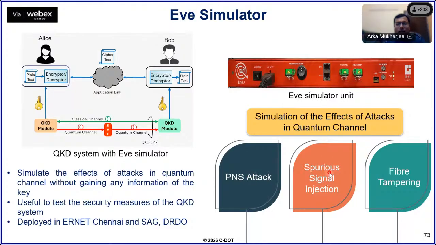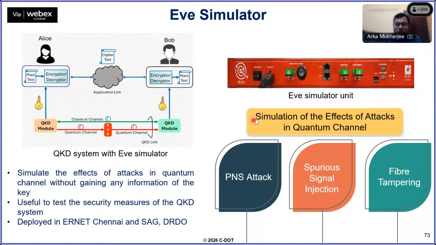Similarly, there is an attack called Trojan horse. In a Trojan horse attack, some spurious light is injected from outside into the QKD nodes. So here we launch a spurious signal power, and again it will reflect as an increase in your quantum bit error rates. Similarly, if someone is trying to tamper with your fiber to capture some signals, your fiber loss will increase. So we have put a variable optical attenuator inside this simulator box, and if you enable this attack, then the actual loss of the quantum channel will go up, and again it will reflect as an increase in quantum bit error rate.